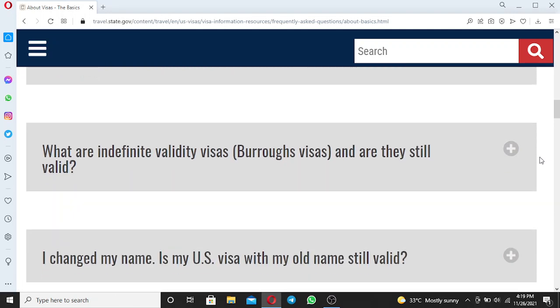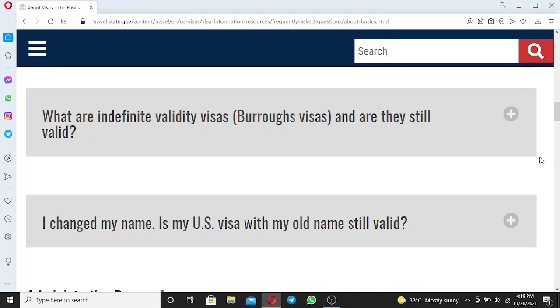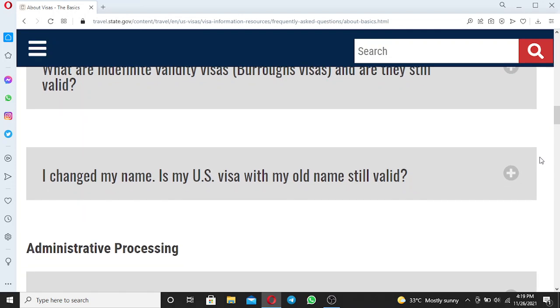Another question is, what? Let me skip this question. Another question is, I changed my name. Is my US visa with my old name still valid?